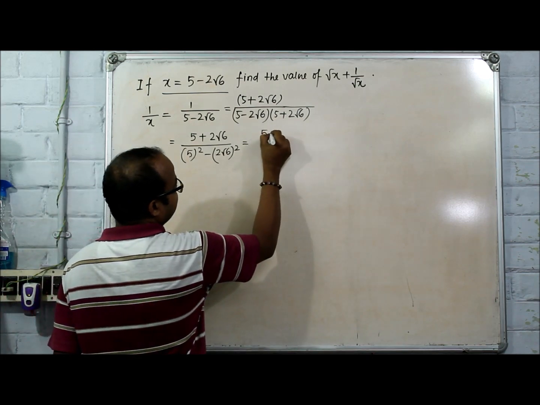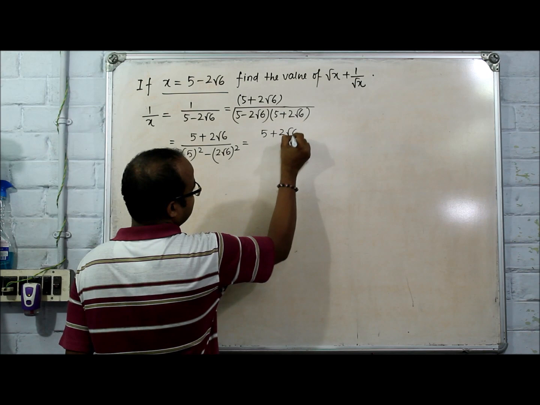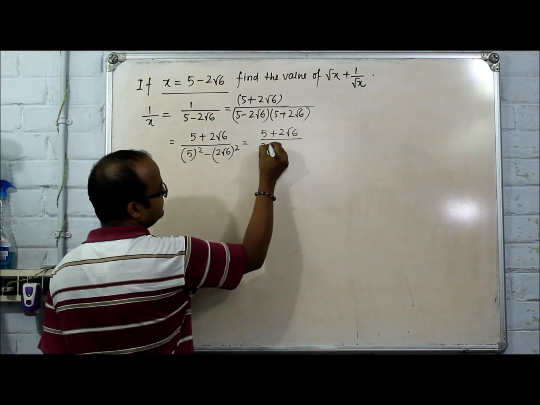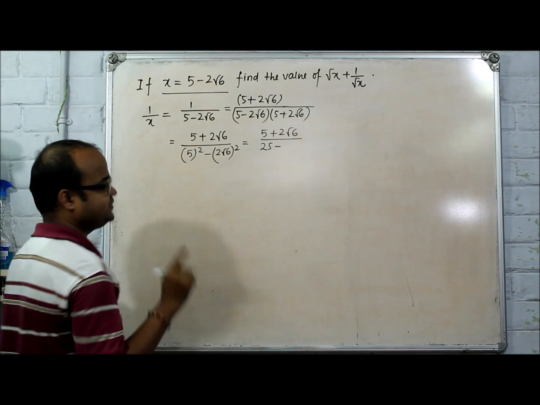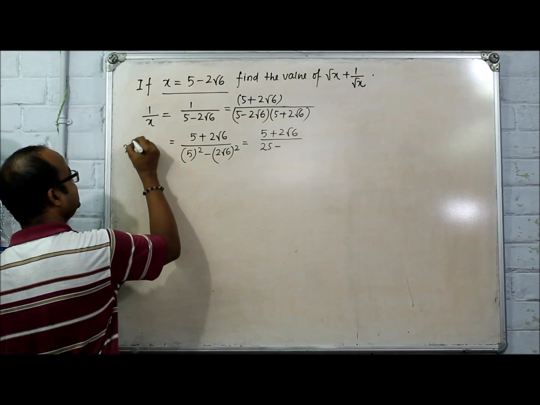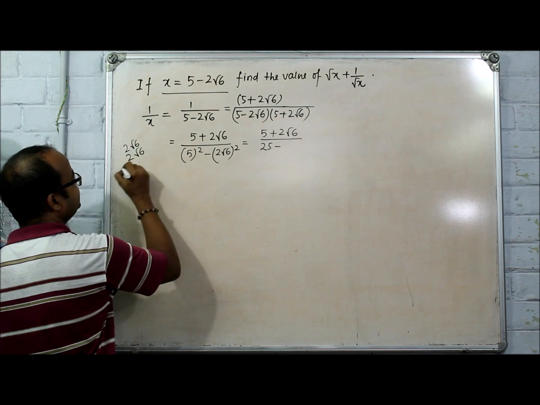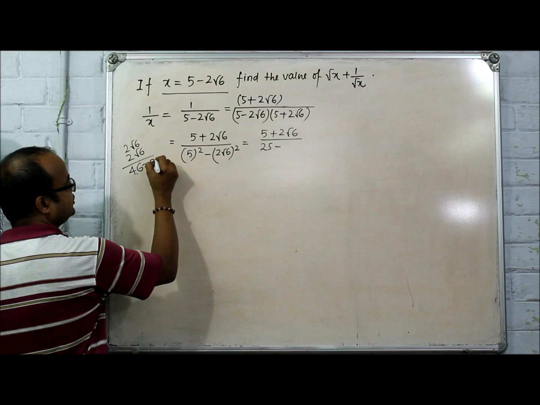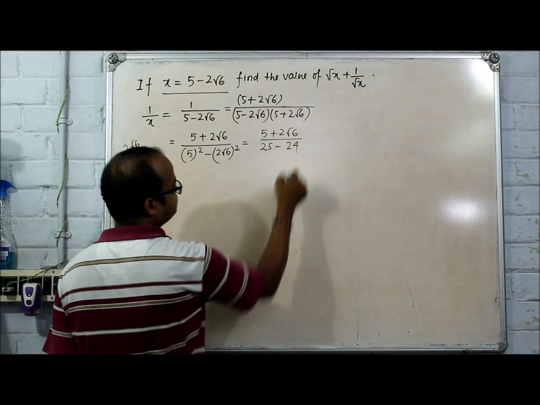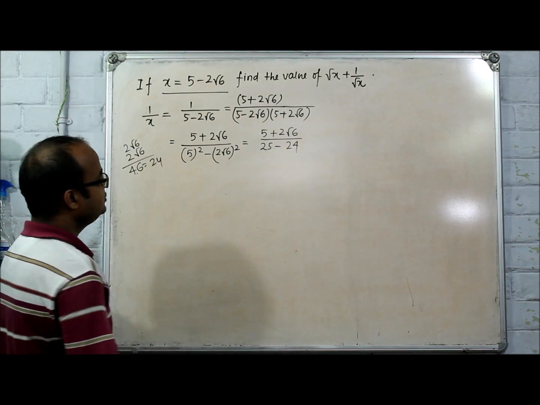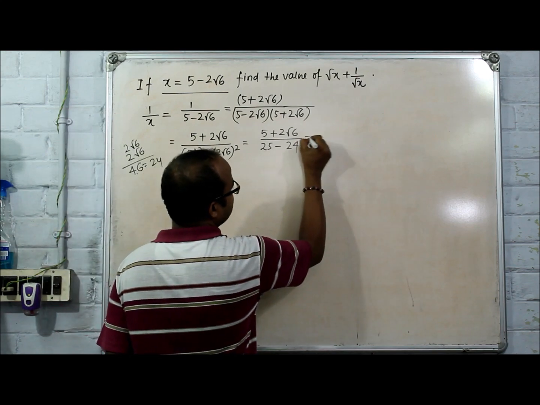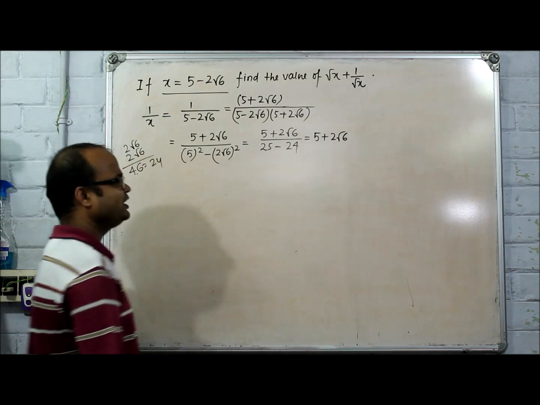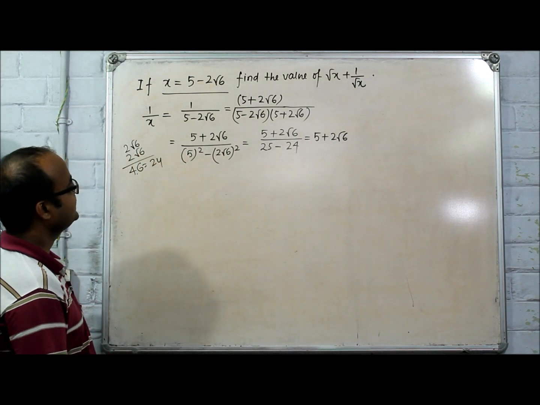The numerator, let it be this only, 5 plus 2 root 6. Now 5 square is 25 minus 2 root 6 square. 2 root 6 square means 2 root 6 multiplied by 2 root 6. 2 2s are 4, root 6 into root 6 is 6, so 4 times 6 is equal to 24. So you will get this is equal to 5 plus 2 root 6 by 1. We are not writing by 1, it is the same.